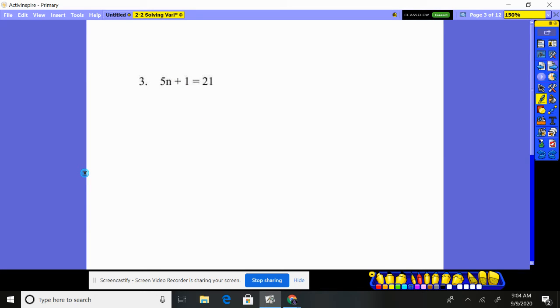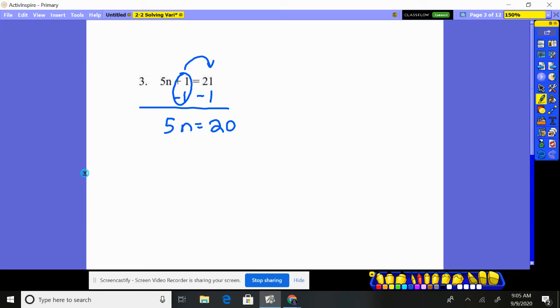Problem 3, I have the variable 5n plus the number 1 equals the number 21. How do we get the numbers together? Well, I'm going to get this plus 1. I want to move him over to the other side. To do that, I'm going to subtract 1. But if you subtract 1 on the left of the equal, you have to subtract 1 on the right side of the equal sign. This goes away. I'm left with 5 times n equals 20.